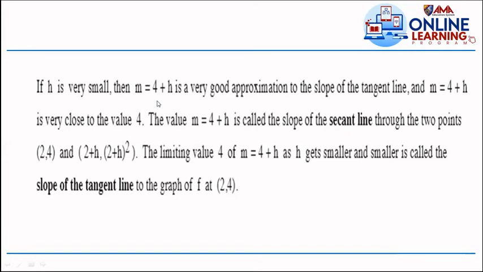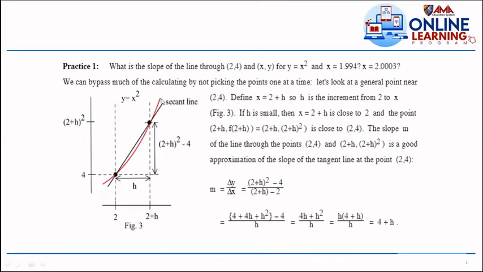is a very good approximation to the slope of the tangent line. And m is equal to 4 plus h is very close to the value of 4. The value of m is equal to 4 plus h is called the slope of the secant line through the points (2, 4) and (2 plus h, 2 plus h squared). Okay? So, ito yung slope ng secant line po natin. Ito na siya. Okay?